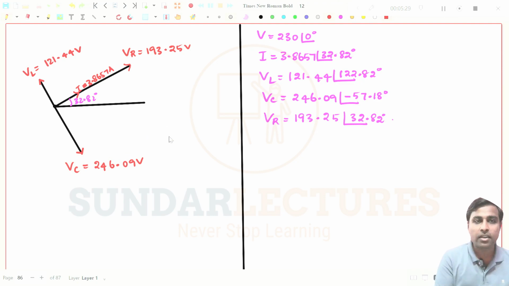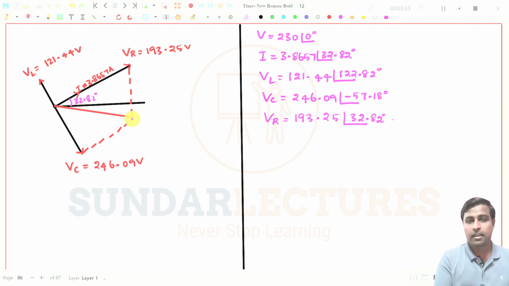So I'm just drawing this one. See, so I will connect these points. It may be like this, right? So this point I have just connected, I have just drawn the diagram, and it has to be like this. And what is this one? This is nothing but VR plus VC. This is VR plus VC, right?